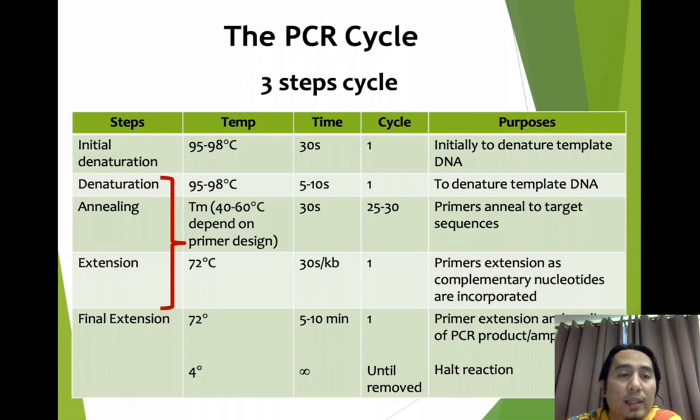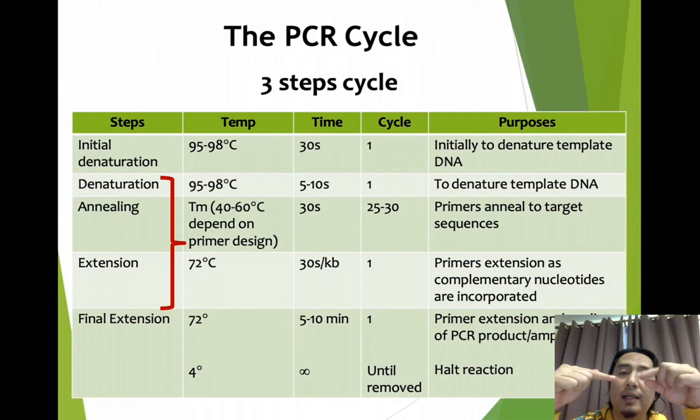The temperature is around 95 to 98 degrees, and the time involved is only 30 seconds. Only 1 cycle is needed. The purpose of initial denaturation is to denature the DNA template. The DNA template is actually double-stranded, so when we introduce initial denaturation at 95 degrees, it will break up and form single-stranded DNA so that the primer can bind.